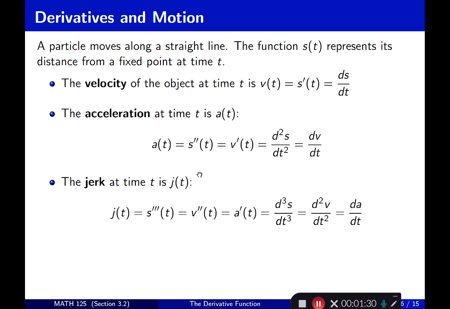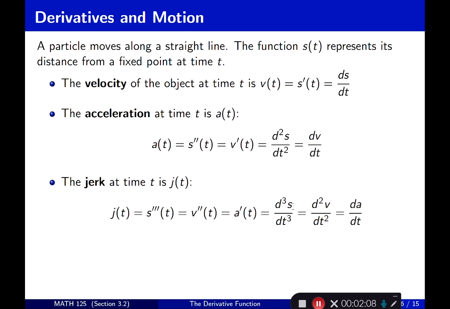And what about the third derivative? The jerk at time t is j of t, and j of t is equal to s triple prime of t, equal to v double prime of t, equal to a prime of t. So basically, j of t is the instantaneous rate of change of acceleration. The other notations for that are d3s dt3, d2v dt2, and da dt.